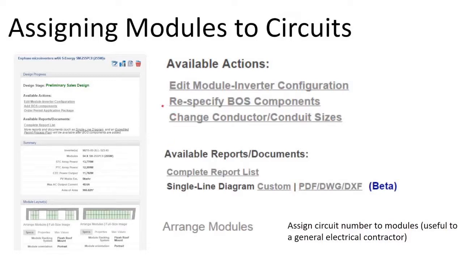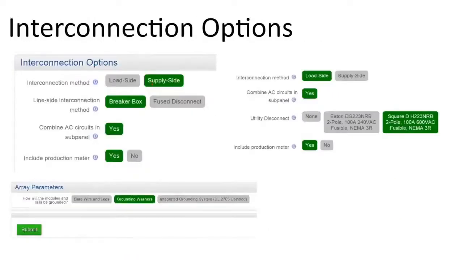But once the design is put together, you can go back in and modify things like wire sizes, connection versus load side connection. It's common to do either or. There's certain situations when one's better than the other. But it's nice to see that detail, whether or not there's a production meter, interconnection meter.